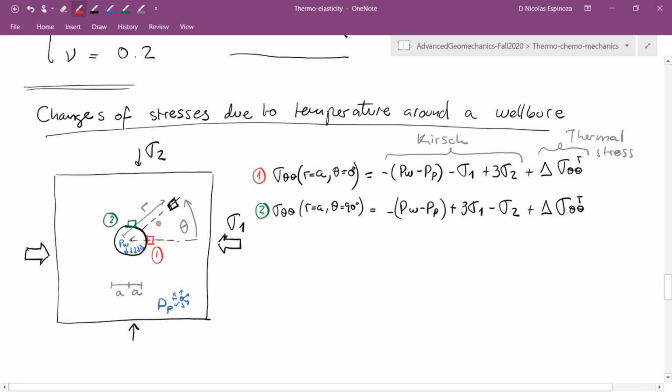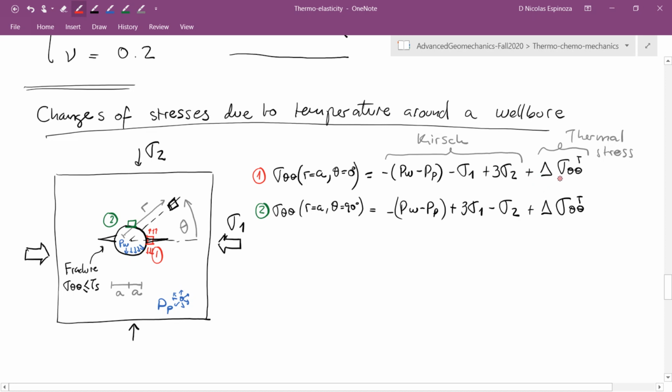And let me do the schematic of this fracture. This fracture will happen here and there. And this fracture is going to happen whenever sigma theta theta effective gets smaller than the tensile strength of the rock. Okay, so this is just due to the mechanics.